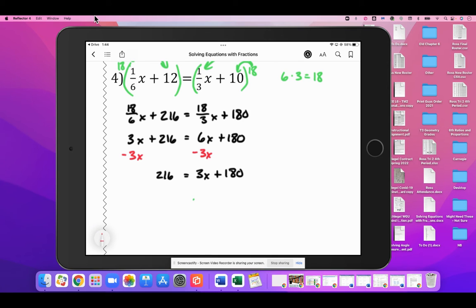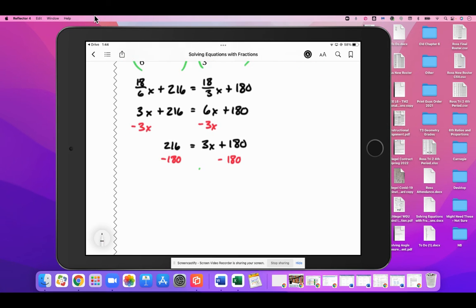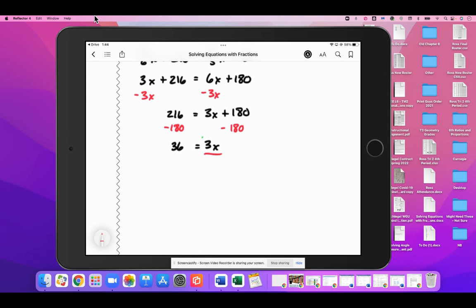And then lastly, I still have one more step to go beyond this. I would subtract 180. And we would have 36 equals 3x. Last step now, we're going to divide by 3. And we get 12 equals x.